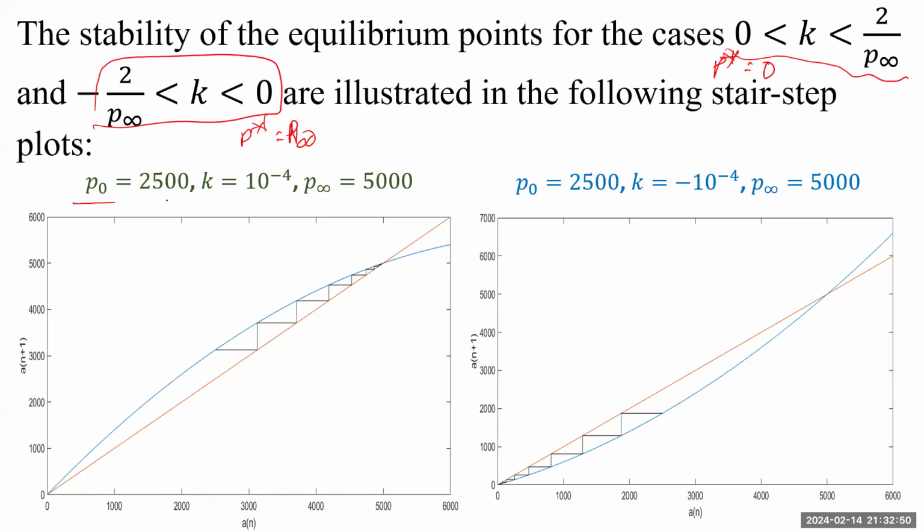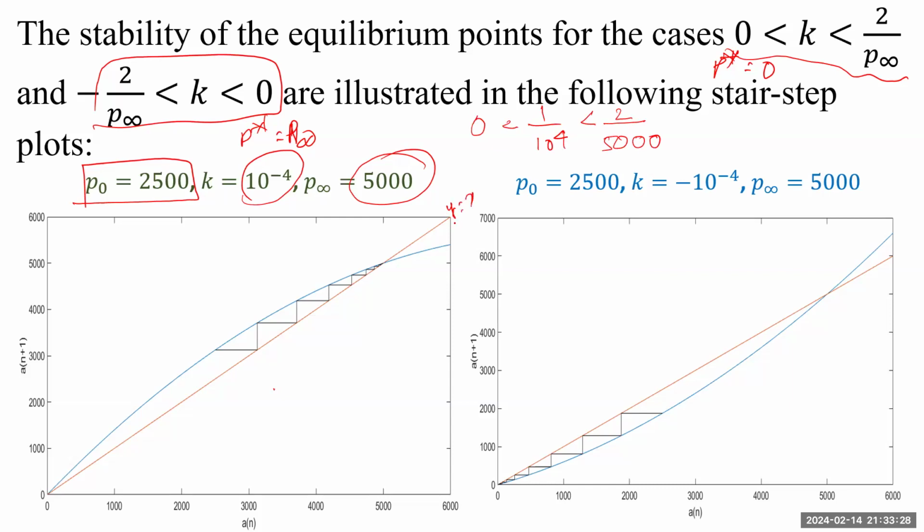So suppose your p naught, the initial population, is 2500, and the carrying capacity, the maximum population, is 500, and k is equal to 10 to the power of minus 4, right? So that is 0 is less than k, which is 1 over 10 to the power of 4, less than 2 over p infinity, which is 500. So under this condition, you can see here the problem.